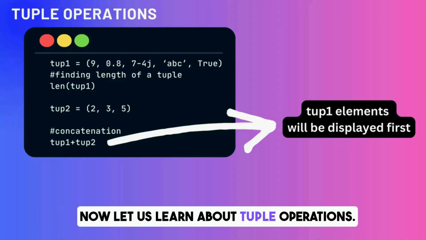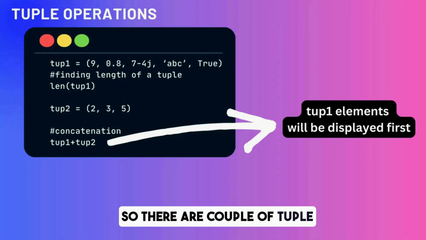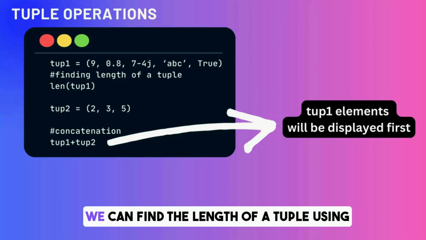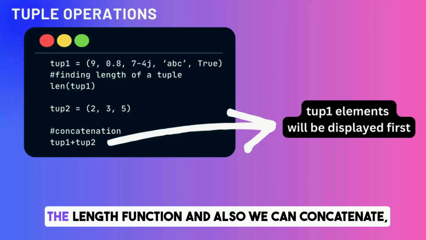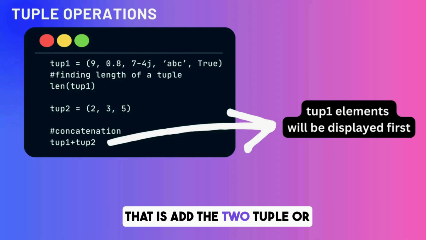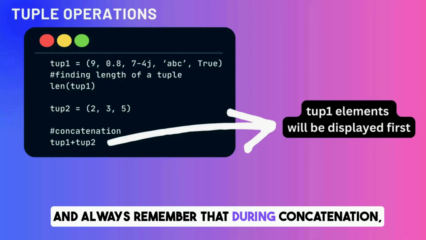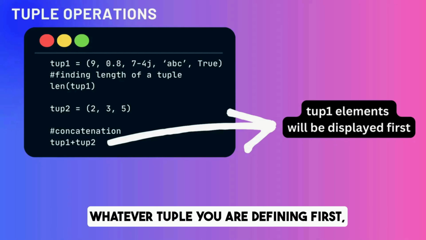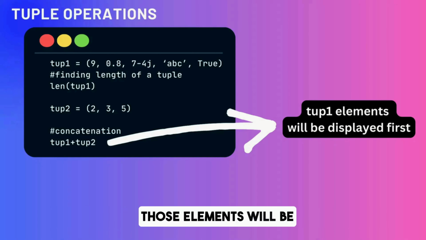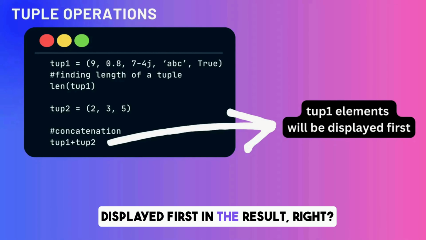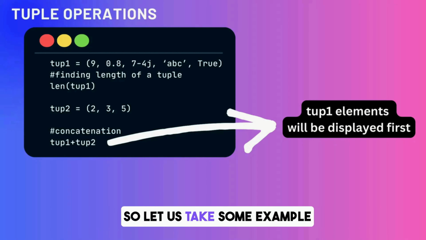Now let us learn about tuple operations. There are a couple of tuple operations that we can perform. We can find the length of a tuple using the length function, and also we can concatenate, that is add, two tuples or multiple tuples using the plus operator. Always remember that during concatenation, whatever tuple you define first, those elements will be displayed first in the result, right? So let us take some examples on tuple operations as well.